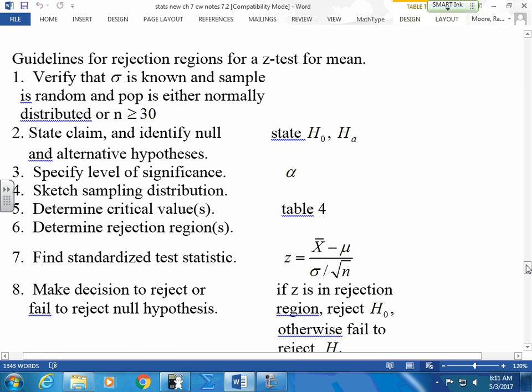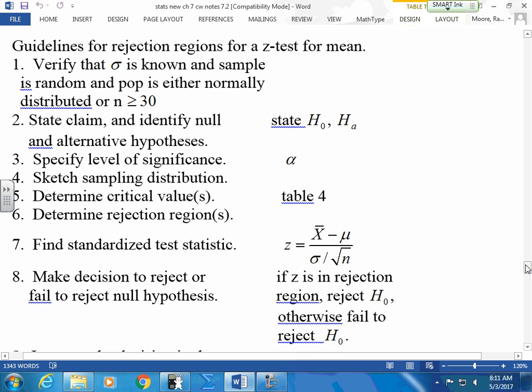I don't want that. So your guidelines, again, same thing that we did before. We're going to verify that we know the population standard deviation, because that's this little section. We're going to know that our population is normally distributed, and our n is greater than or equal to 30. They've got to tell us that.